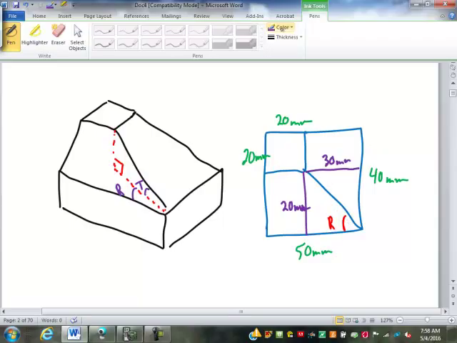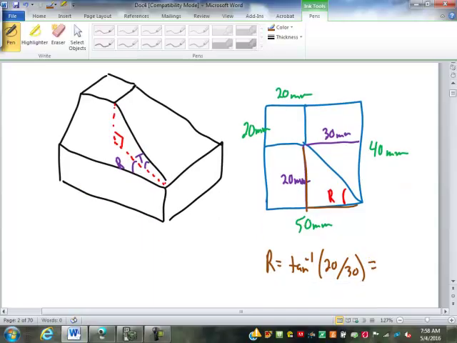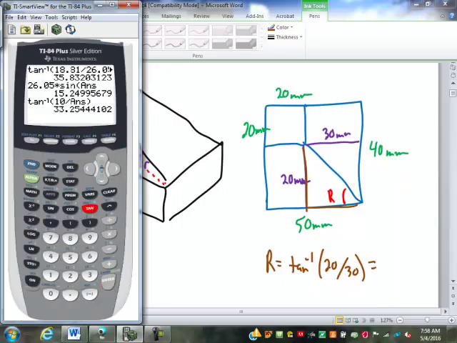So R is pretty simple to find right now. R is simply going to be the inverse tangent of 20 over 30. Because here's 20, here's 30. We're looking at it strictly from the horizontal projection of it. Excuse me, 33.69 degrees.